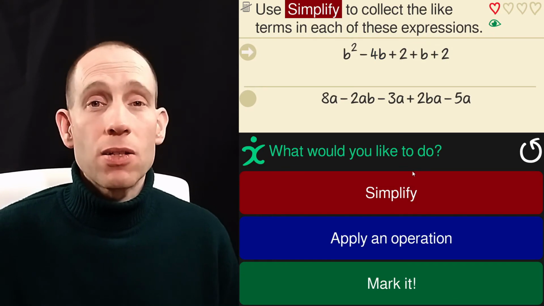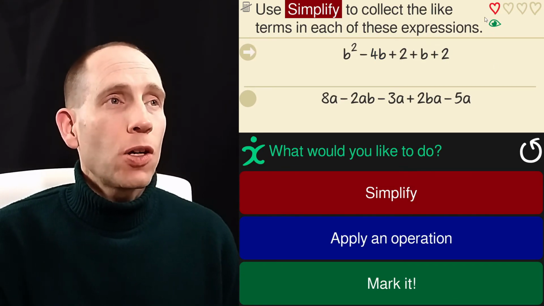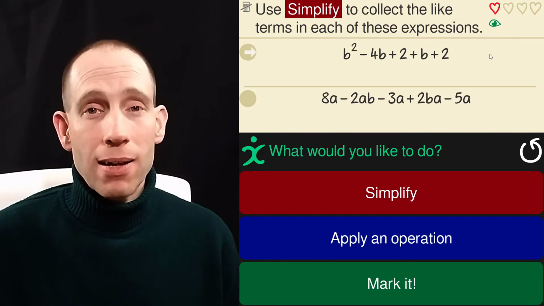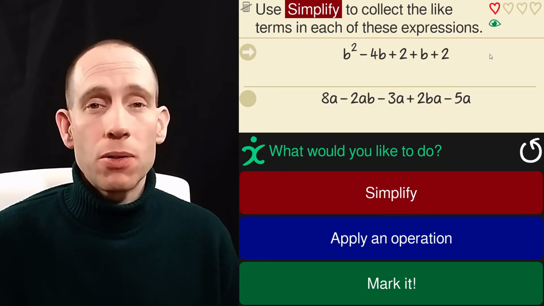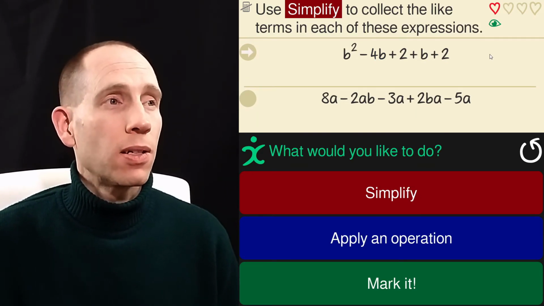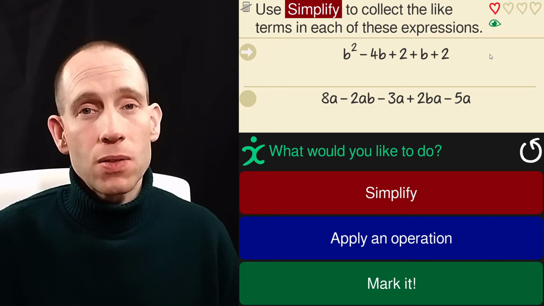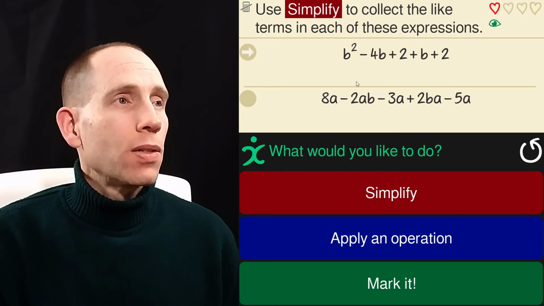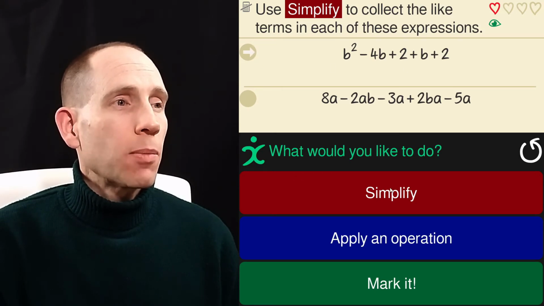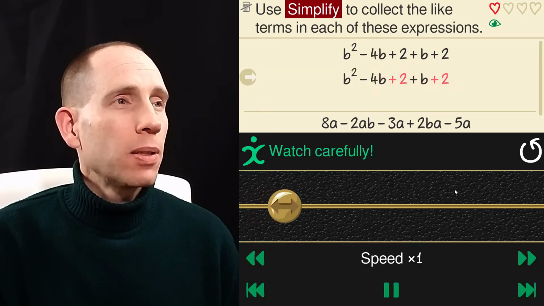Right, and then we get to actually start practicing. So in show me mode, this is going to show you how to simplify these things. So look carefully while you're in show me mode, watch the animation, see how it's done. And then once you get into step check mode and independent mode, you can have a go at doing it yourself. So I've got this one selected at the moment. I'm going to tap simplify and see what happens.